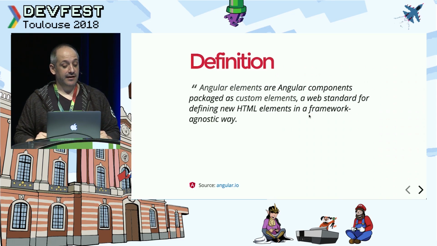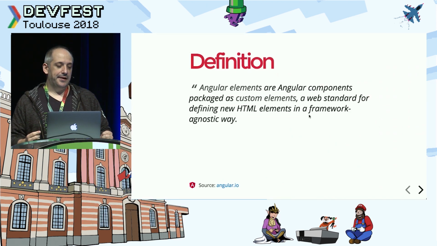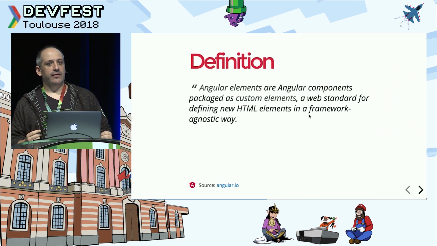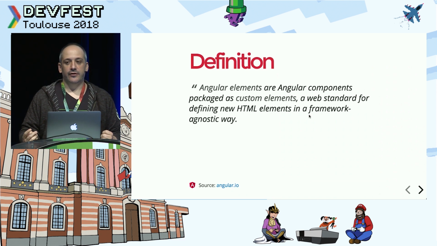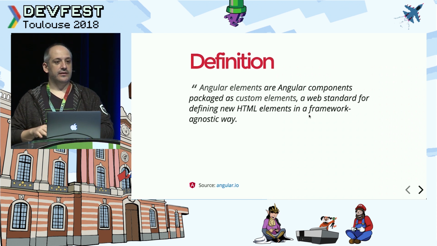So Angular elements. The definition, again, blah, blah, blah. Angular elements are Angular components packaged as custom elements, a web standard for defining new HTML elements in a framework-agnostic way. So at the end, that means that when we compile the component, instead of creating Angular code, we are going to create a web component as we did in the first slides in the console log.